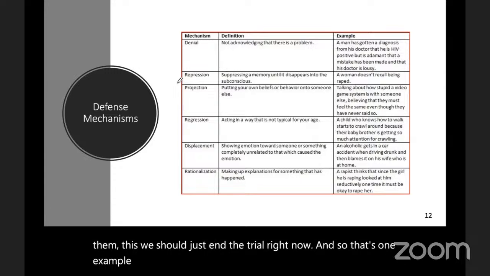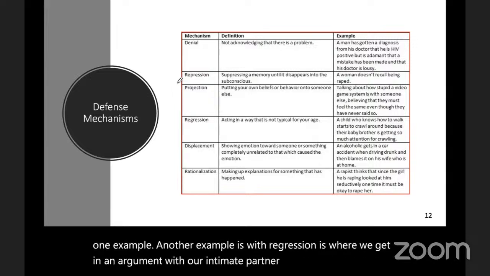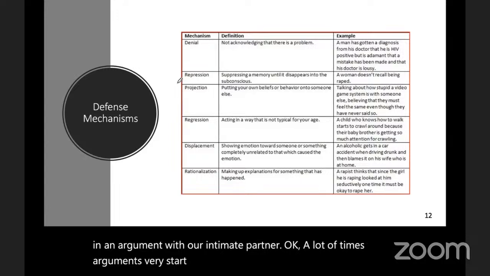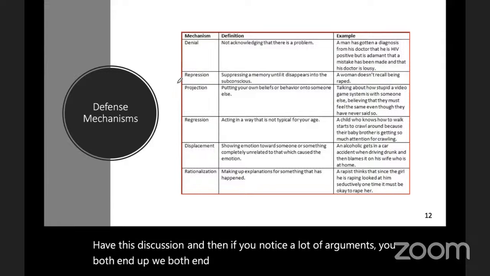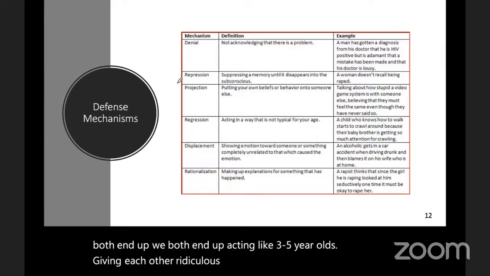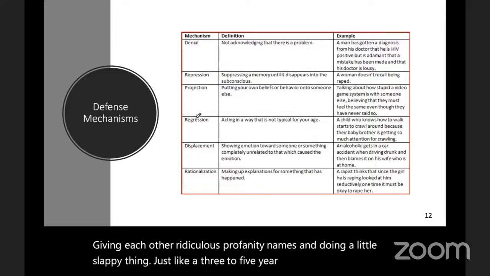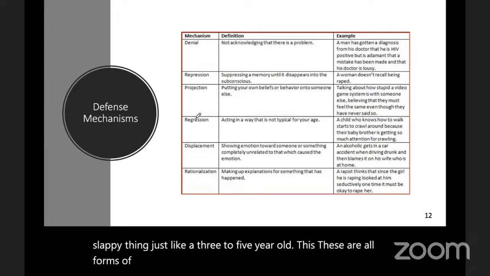Another example of regression is when we get in an argument with our intimate partner. A lot of times arguments start off very conscious, literal: we're going to have this discussion. And then if you notice, in a lot of arguments we both end up acting like 3 to 5-year-olds, giving each other ridiculous profanity names and doing a little slappy thing. These are all forms of regression.